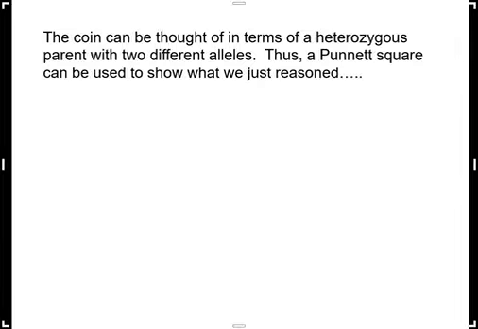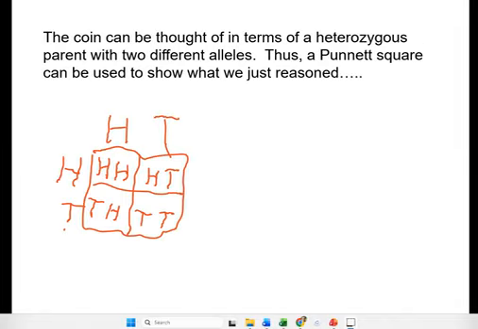So basically a coin can be thought of in terms of a heterozygous parent with 2 different alleles, right? So if you're a heterozygous parent and you have a tail allele and a head allele, then we can basically just put together a Punnett square, right? So if we put together that Punnett square, we have a head and a tail on one side. I tried to save you the pain of watching me try and draw with my cursor here, but we basically, in a way, have a Punnett square. So this coin could give me a head or a tail.